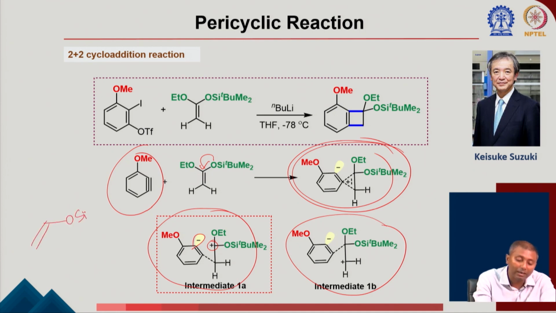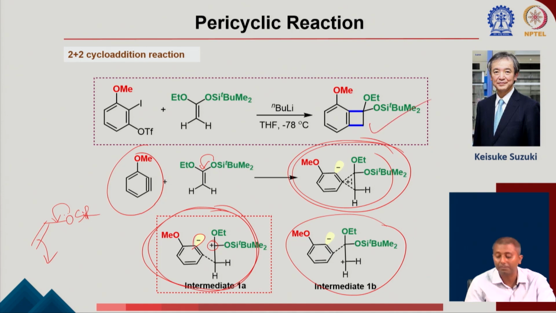We already know that if you have this type of silicon and R, then these are already in the stage of some sort of a TMS enol ether, which is going to take part in a reaction through this. So if you think about intermediate A, it will be much better stabilized, because you are generating a positive charge next to oxygen. Okay, so it's going through this intermediate, it is going to form this product.